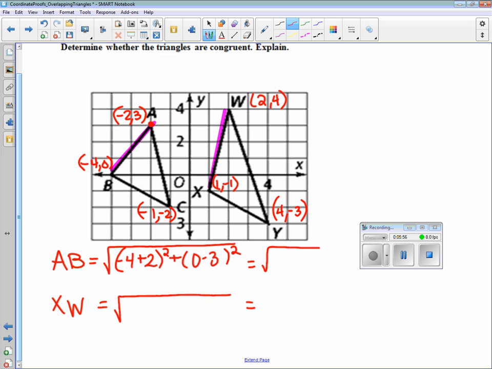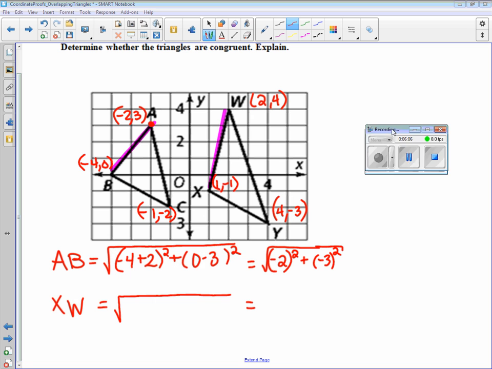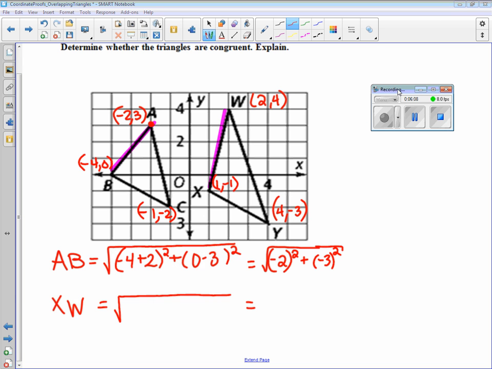So what does this simplify to? 2 squared, or -2 squared, plus -3 squared. So what is that? 4 and 9, square root of 13? Is that right? All right.